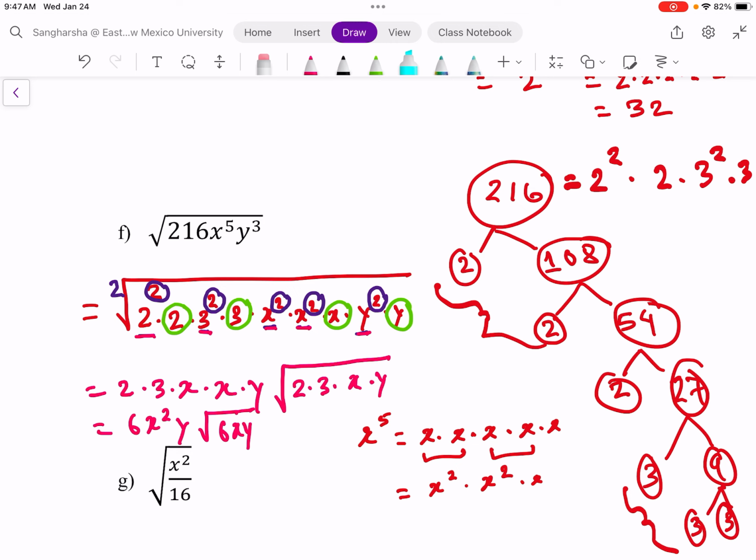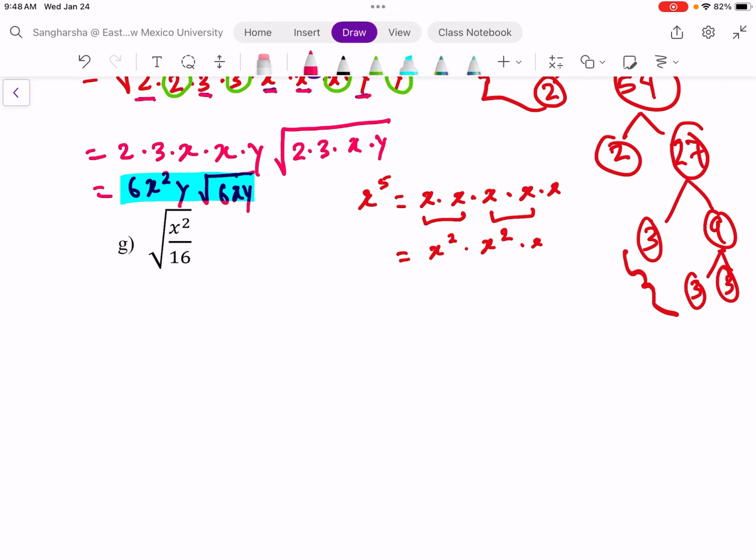Okay, so the key thing here is that if you have a factor under the radical sign with the exponent the same as the index, then you can write that factor outside the radical sign without the exponent. And every factor that does not have an exponent the same as the index stays under the radical sign.